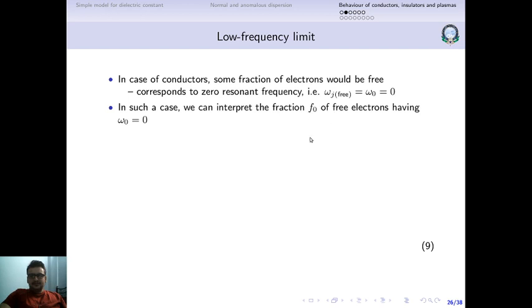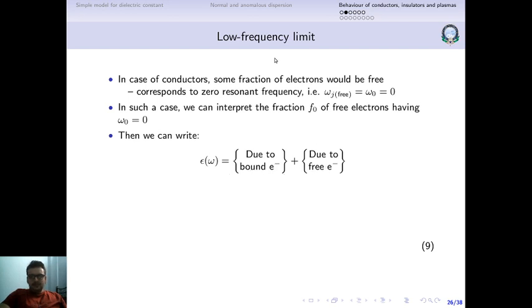Suppose out of all the electrons in the medium, every molecule will have some electrons which have certain resonant frequencies. Apart from that, let's say some electrons from every molecule have become free. So some fraction of free electrons have a resonant frequency of omega naught, with fraction f naught. Then we can write this epsilon to be equal to this.